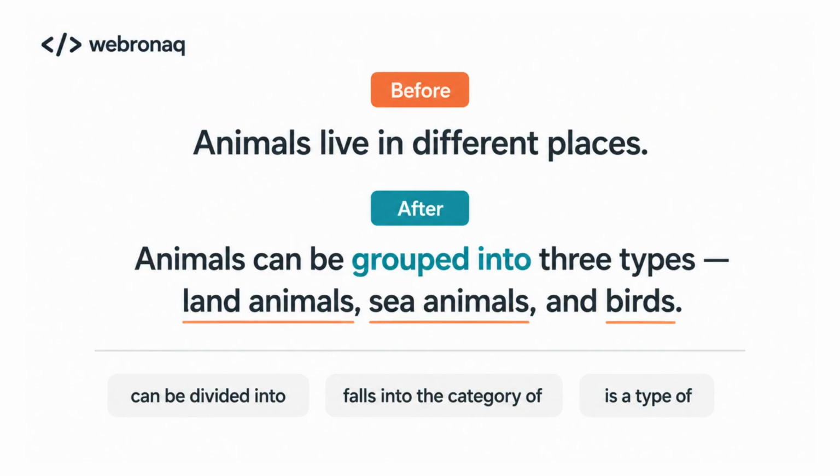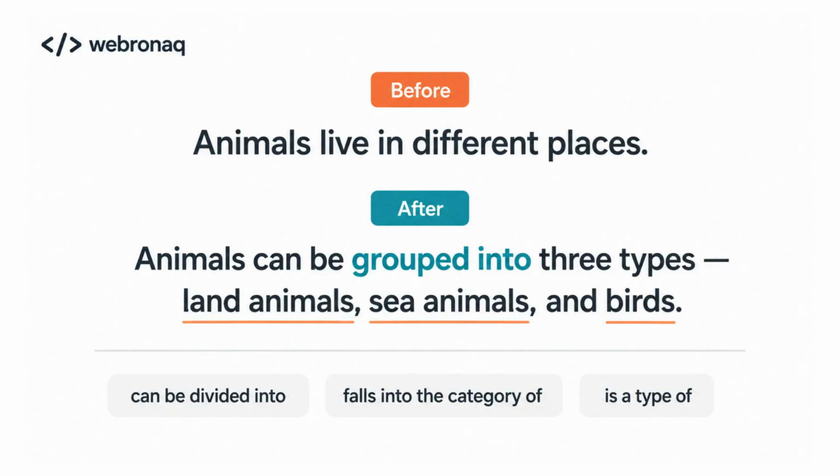Alright, we covered what classifying means in the last slide. Now let's look at how to spot it when you are reading. Writers use signal words to show you that classifying is happening. Phrases like can be divided into, falls into the category of, and is a type of are your strongest clues. Here is the before and after on screen.